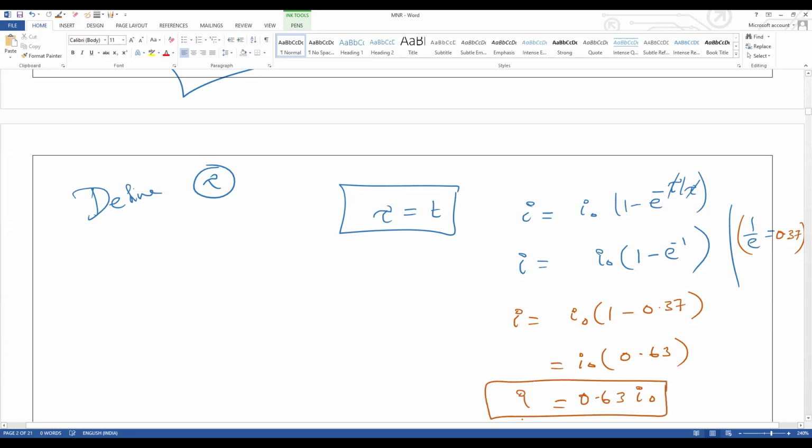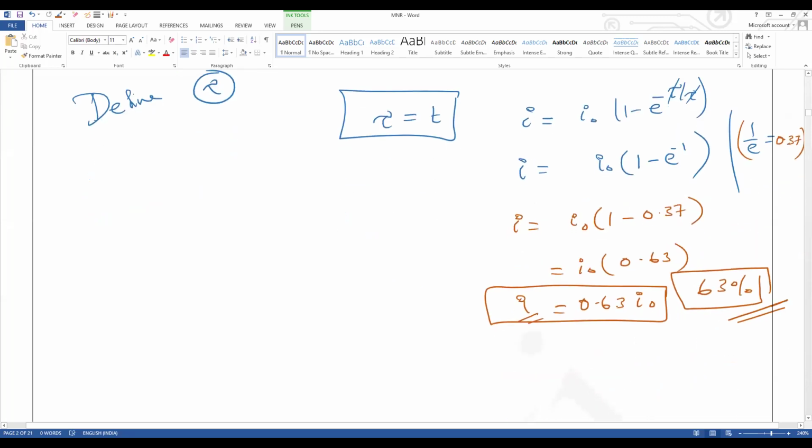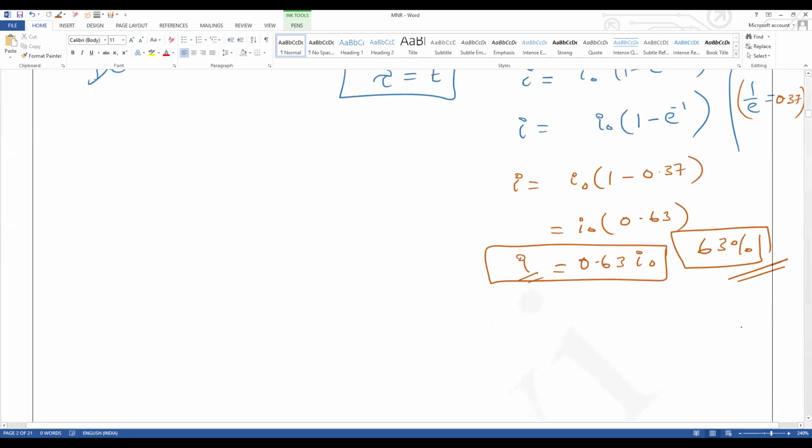So when t equals tau, how much is it? 0.63 means what percentage of the total? Nobody answers. 63% of the total current it will reach. Because we cannot attain the maximum, it is at infinity.